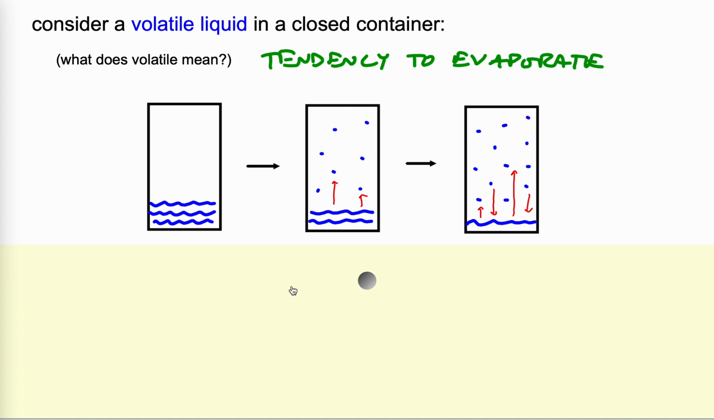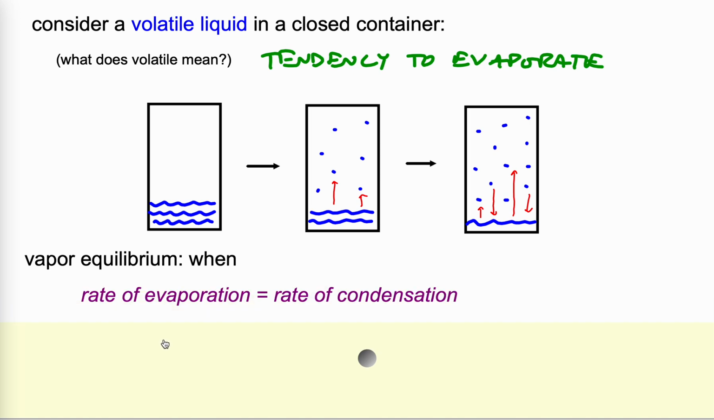As time progresses, some of the liquid particles escape and move into the gas phase, as indicated by the upward arrows. After a while, the number of particles in the gas phase increases to the point where now the reverse process begins to occur. That is, liquid particles begin to condense and go back to the liquid phase. And at that point, the rate of evaporation is equal to the rate of condensation, and we call that state vapor equilibrium. So vapor equilibrium occurs when the rate at which the liquid particles are escaping and evaporating into the gas phase is equal to the rate at which the particles in the gas phase condense to reform the liquid.